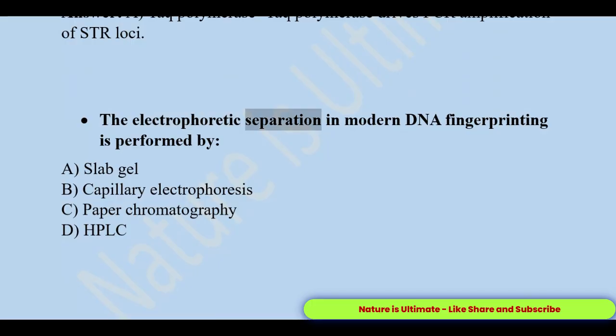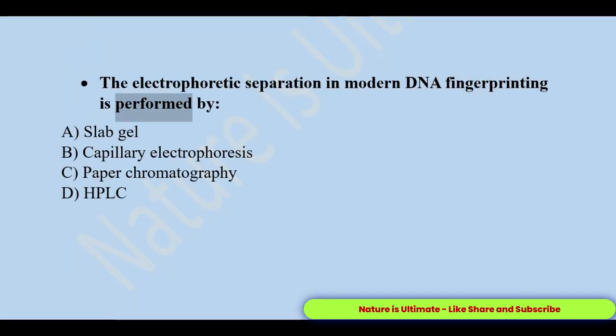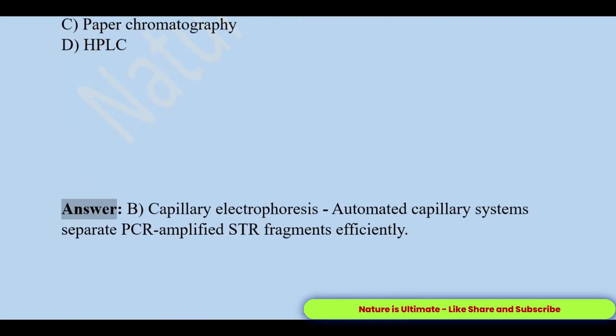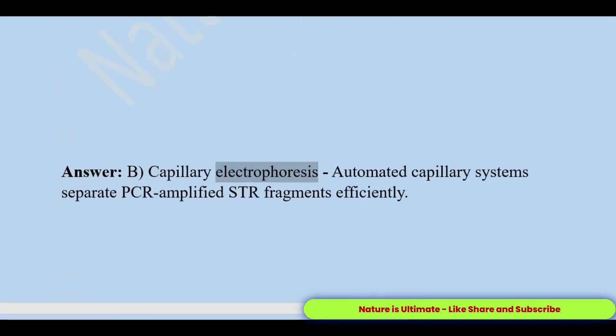The electrophoretic separation in modern DNA fingerprinting is performed by A. Slab gel, B. Capillary electrophoresis, C. Paper chromatography, D. HPLC. Answer: B. Capillary electrophoresis. Automated capillary systems separate PCR-amplified STR fragments efficiently.